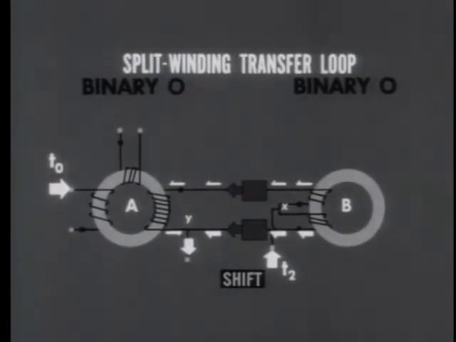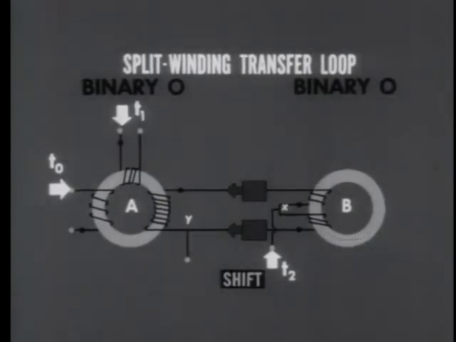At core B, however, the upper branch is working against the larger lower branch, and the magnetic fluxes that result are also unequal. The weaker negative flux is overcome by the greater positive flux, which switches core B to binary 1.